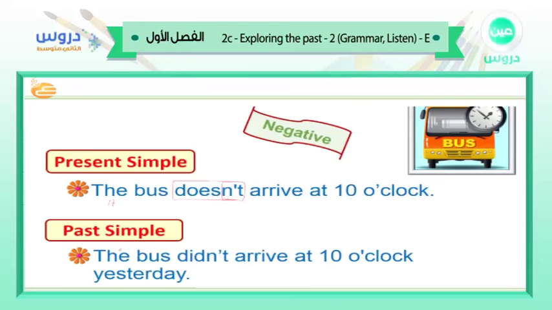Past simple, the bus didn't. We use it for all the verbs. He, she, it, we, they, you, we use didn't. Okay? Did not for the negative. Did not. Okay? Arrive at 10 o'clock yesterday. Okay, it's the past simple.